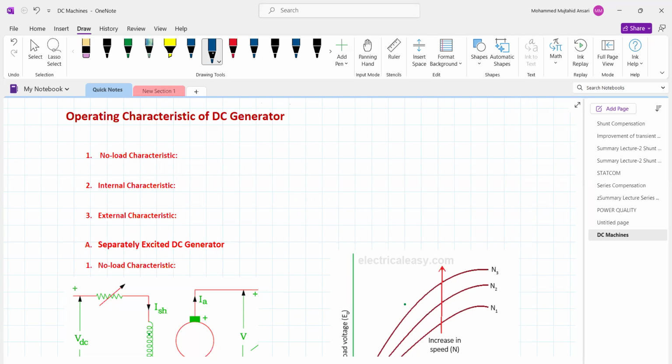Operating characteristic of DC generator is presented graphically, and it is the relation between the excitation EMF, that is the actual EMF induced, versus field current, or terminal voltage versus armature current, or internal voltage, means the voltage which is going to induce after considering the armature reaction. So we will take one by one. First is the no load characteristic. It is also called a saturation characteristic.